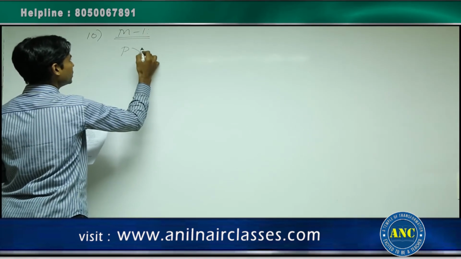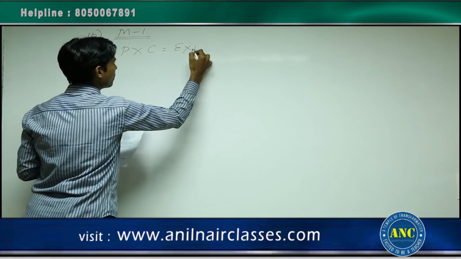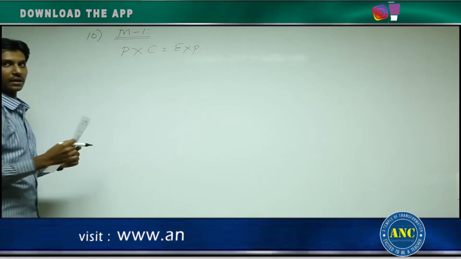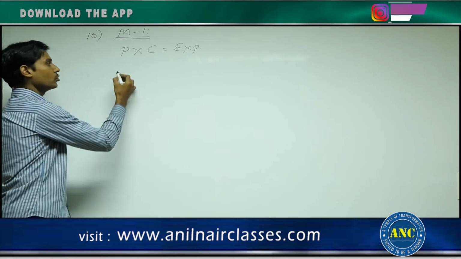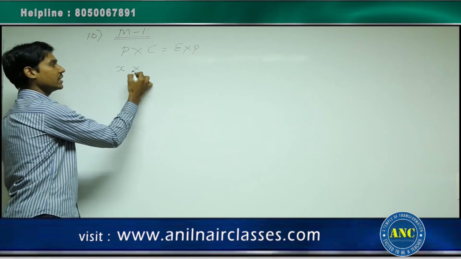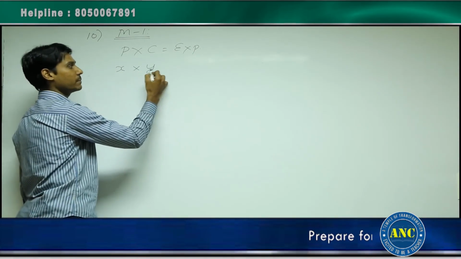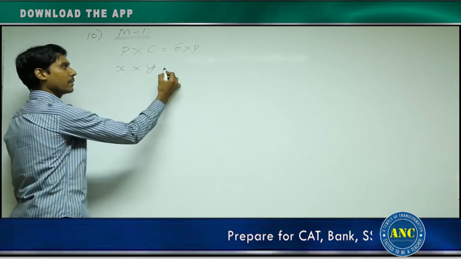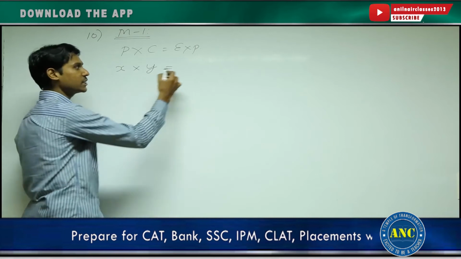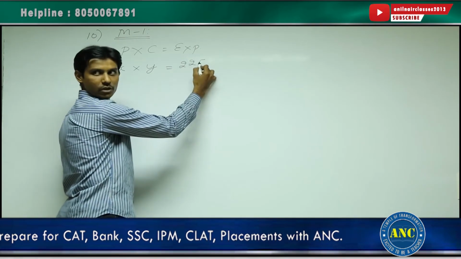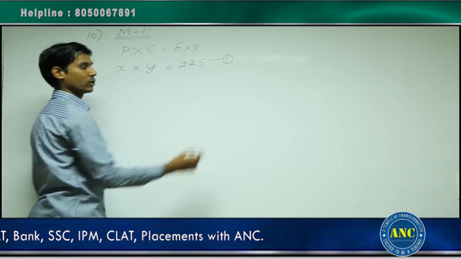Price into consumption is equal to expenditure. I came to your shop. I asked you what is the price of one pen. You told me X rupees. Because it is X rupees, I can purchase Y pens. But I am keeping only 100 rupees for you. In this question, it is 225 rupees. Clear with the first equation? In this question, it is 225 rupees.